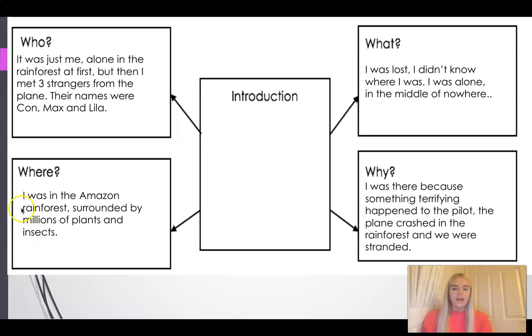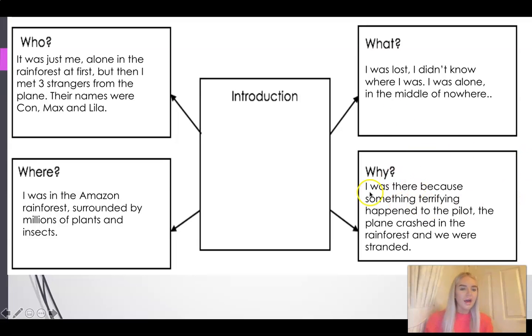So I stated, where was I? Well, I've written, I was in the Amazon rainforest, surrounded by millions of plants and insects. Who was there? It was just me, alone in the rainforest at first, but then I met 3 strangers from the plane. Their names were Con, Max and Lila. What were you doing there? I was lost. I didn't know where I was. I was alone in the middle of nowhere.